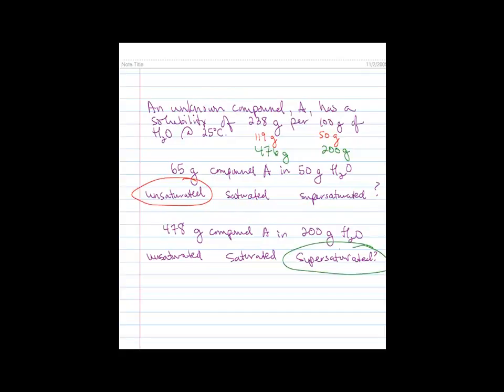I wanted to go through this example because some of your homework problems have different volumes. They either halve the solvent or double the solvent. So just be on your toes. Make sure you do the same to the solubility and then compare. A lot of students have a tendency to get tricked by that.